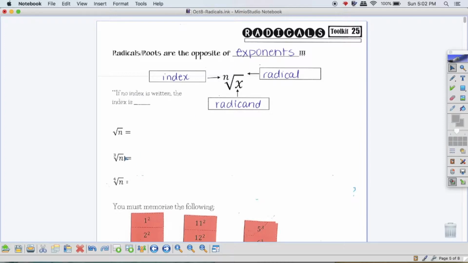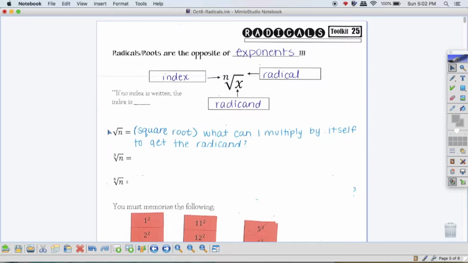Okay, so you have used square root before. What does the square root mean? It means what number can you square, or multiply by itself? What can I multiply by itself, or square, to get the radicand?